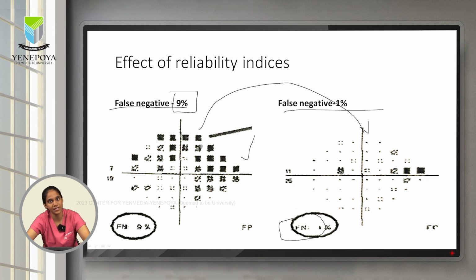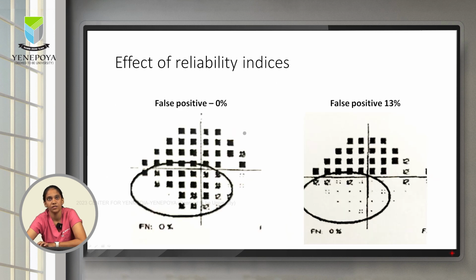Right? You will be starting a patient with such field effects on all anti-glaucomatous medication. You will be counseling them and all of that. And then the progression, when you do it at FN 1%, so much difference is there, right? So this is why false negative is important.